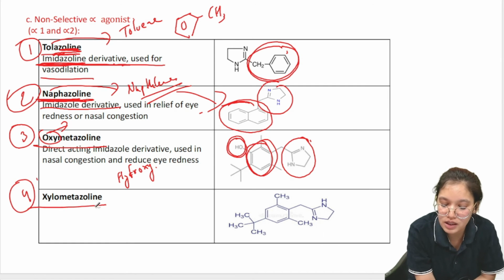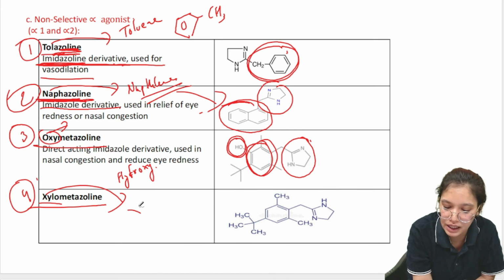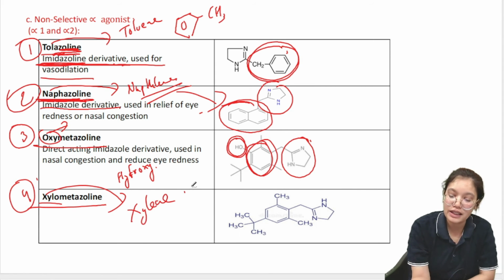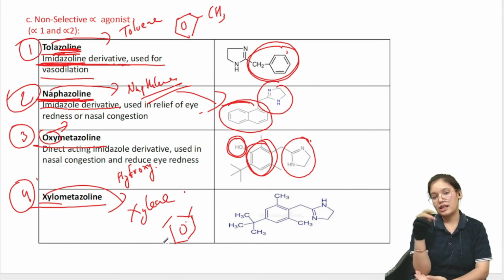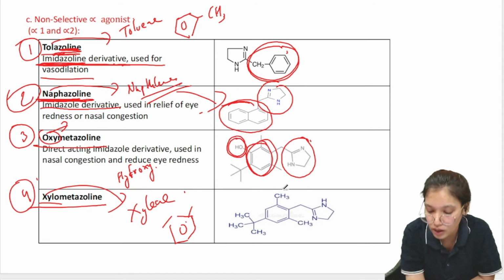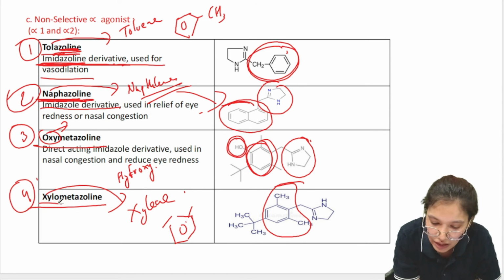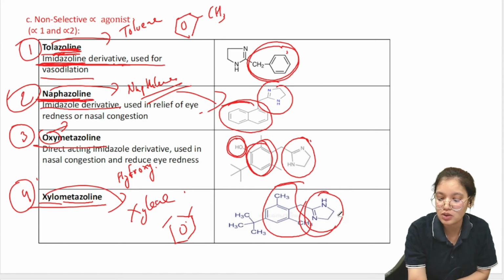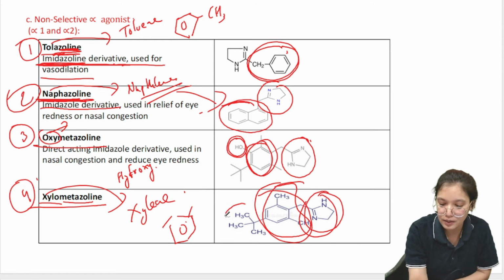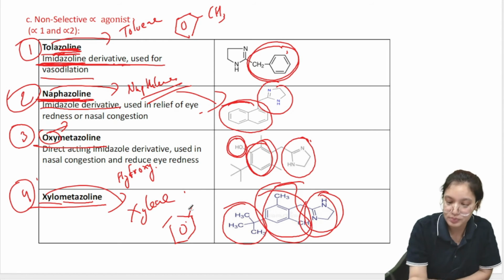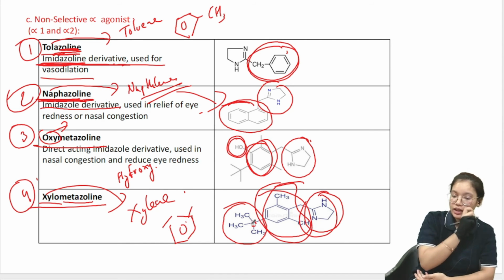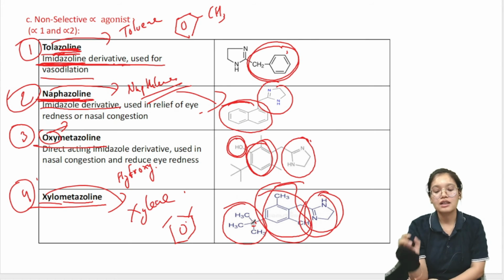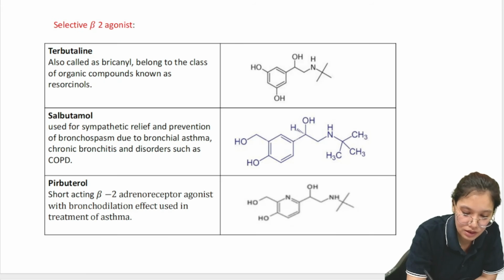Now xylometazoline. From xylo we can remember xylene. So what is xylene? Xylene is basically a benzene ring with two methyl groups attached. So here we have a xylene and then imidazole, so it is also an imidazole derivative. So an imidazole ring with a xylene ring and an isopropane, butane, CH here. So this is xylometazoline. Easy to remember. Okay.